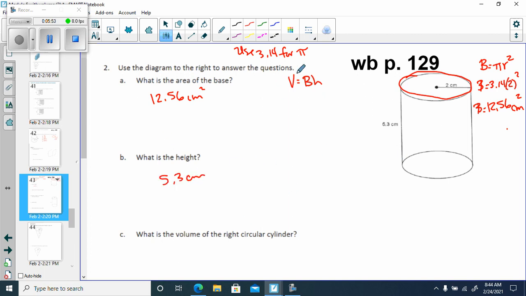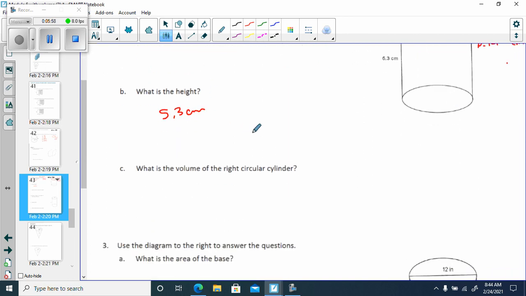So what is the volume? If your volume is the area of the base times the height, it's 12.56 times 5.3. Put that in your calculator, and you get 66.6. That would be cubic centimeters, volumes in cubic units, right?